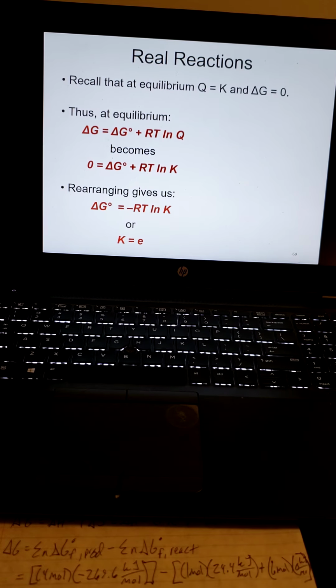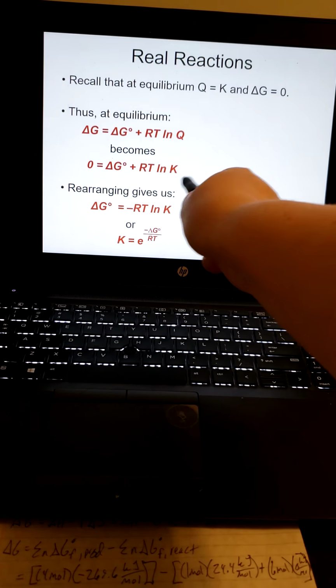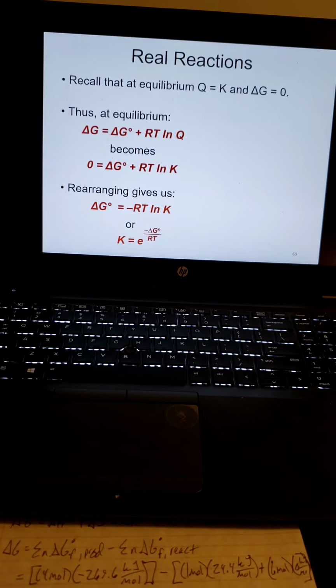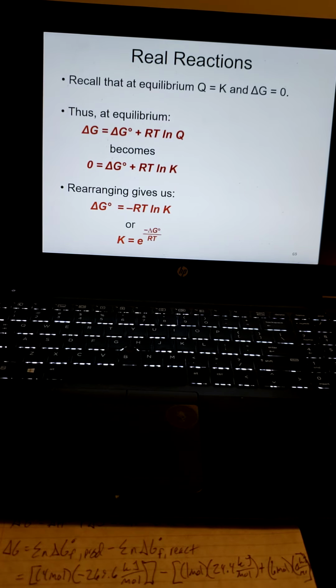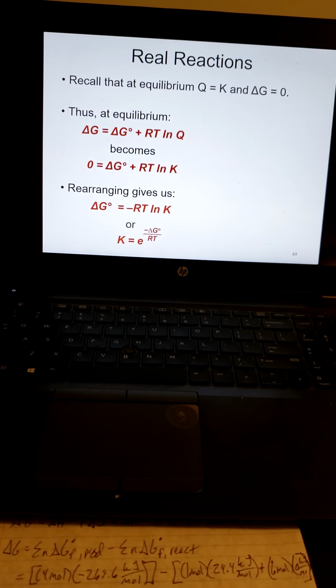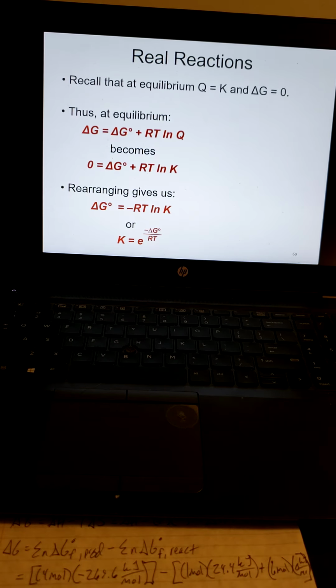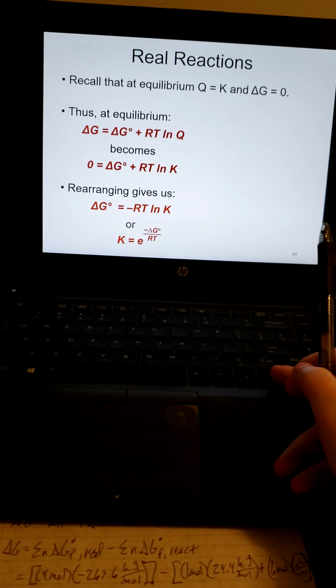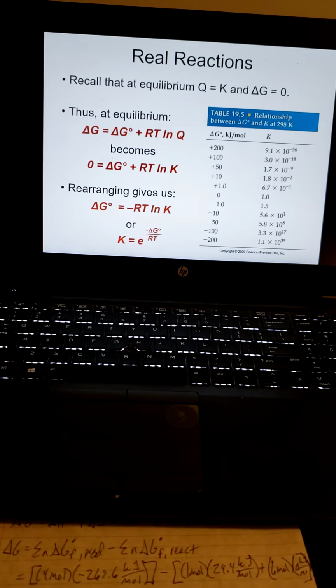And then you can do some algebra, you can rearrange, so you can subtract this from both sides to end up with delta G naught is equal to negative RT times the natural log of K. Or you could rearrange this for K, and K is equal to e, which is sort of like inverse natural log, to the negative delta G naught divided by RT. So basically, what that does is it allows us to relate delta G naught to K.